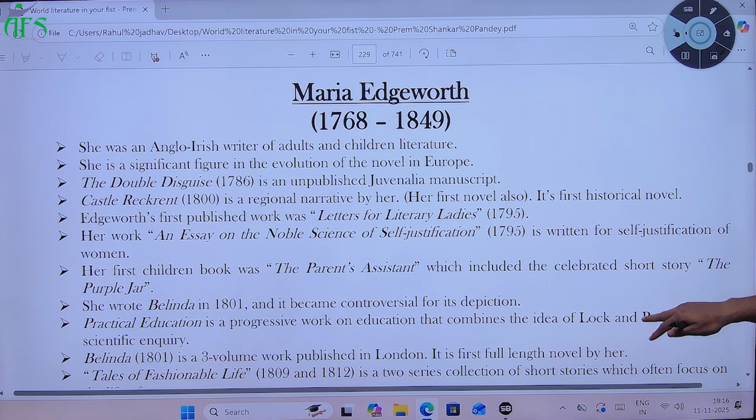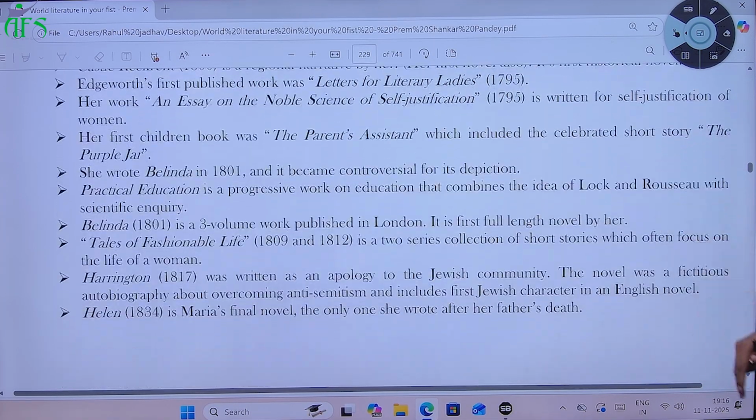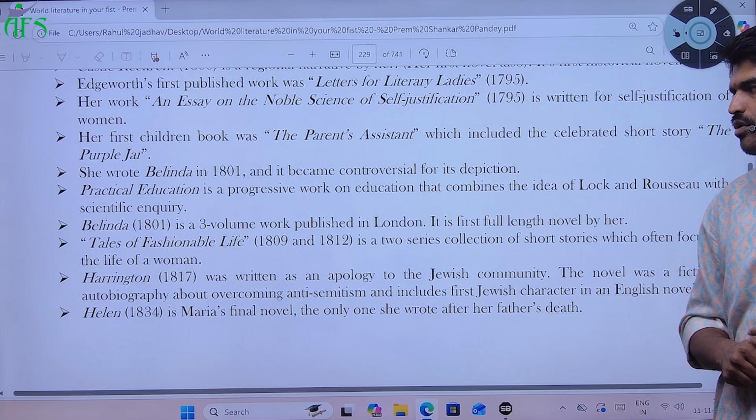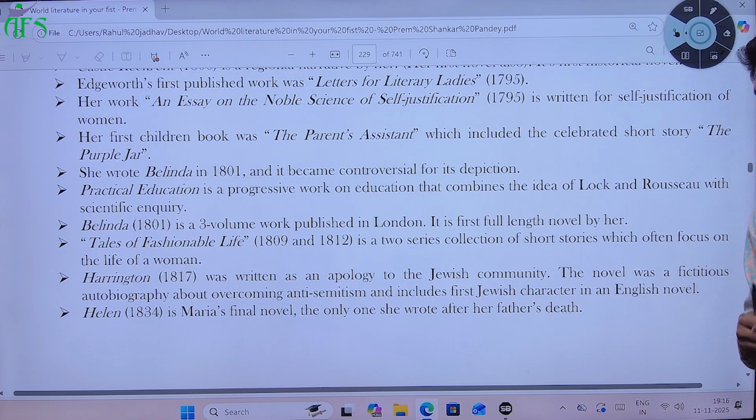She wrote Belinda in 1801, which became controversial for its depiction. Practical Education is a progressive work on education which combines the ideas of Locke and Rousseau with scientific inquiry. John Locke and Rousseau.